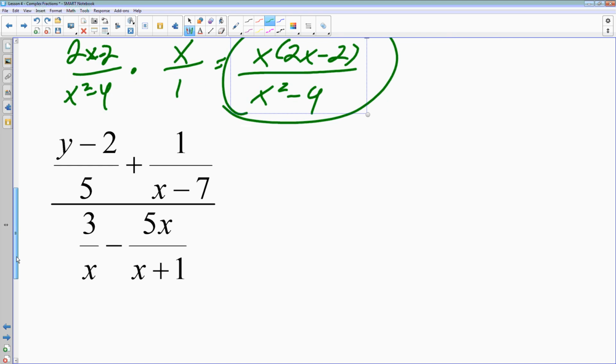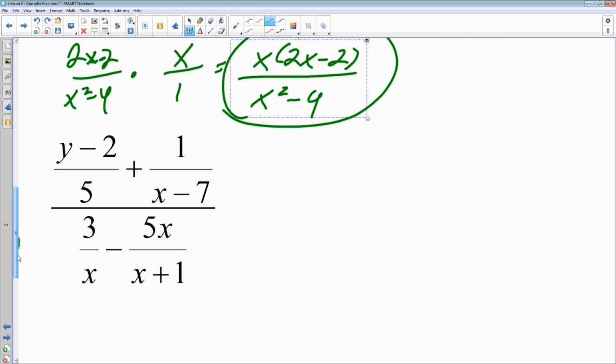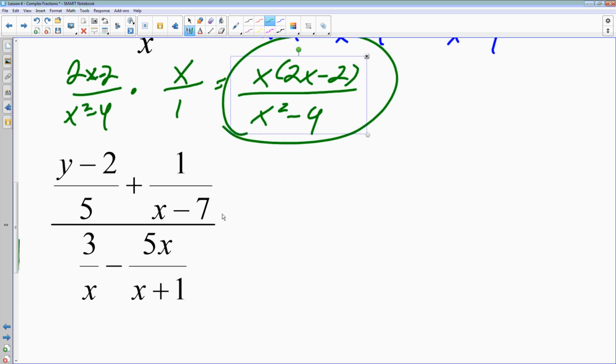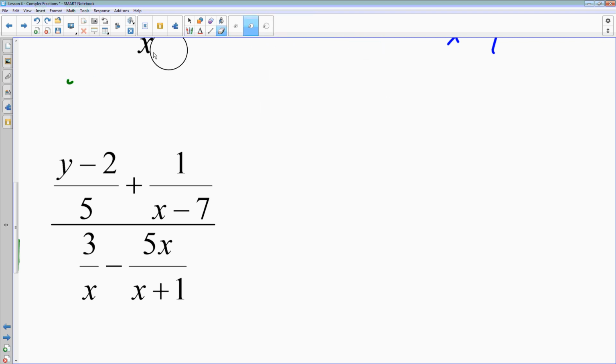All right, this is the one that I really wanted to get to. I'm not super concerned about that one. So I want to do one more here in this video. This one, notice you have 2 fractions in the numerator, 2 fractions in the denominator. Okay, so let's start with the numerator first.